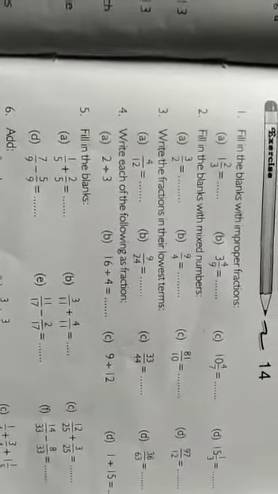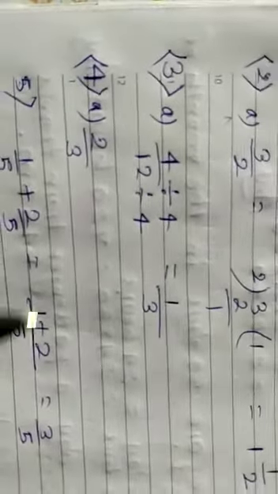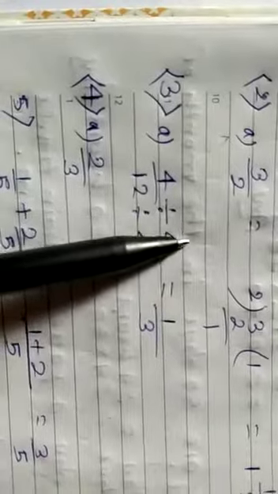So look here at the solution. The solution is given here: 4 by 12, divided by 4 and next divided by 4. Okay, so 1 by 3. So students, we will divide both the numerator and the denominator by the highest common factor.